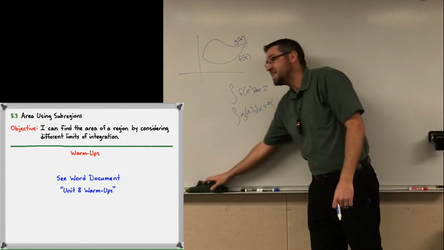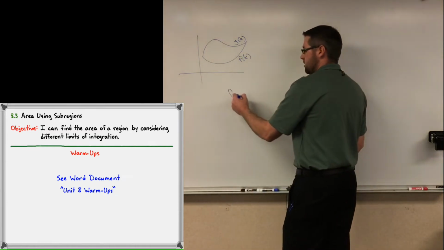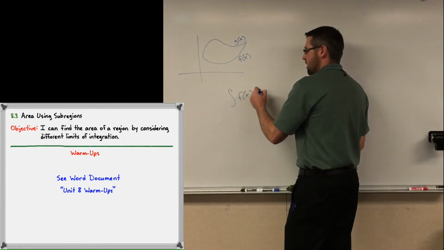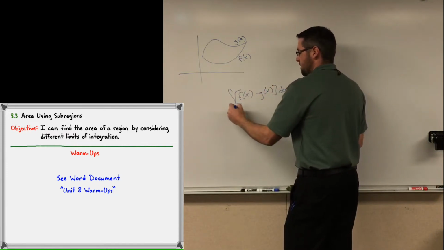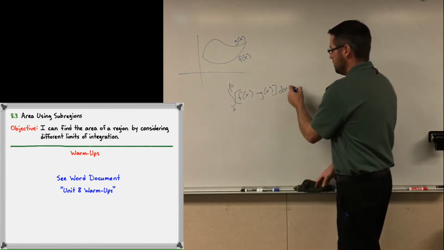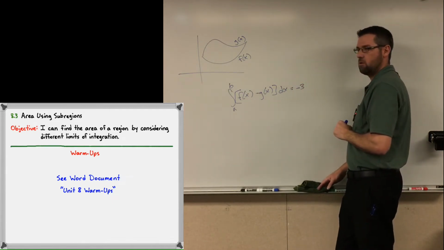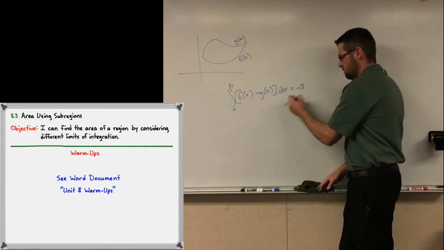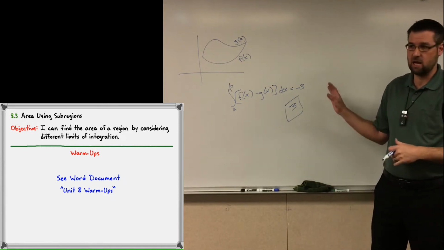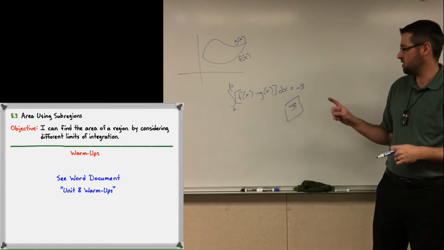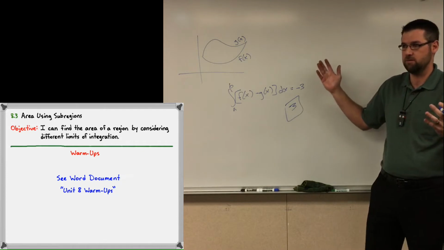So it's the same numeric value, but just a different sign. But one thing the AP readers do not want to see as far as work is this. The integral of f of x minus g of x dx from a to b equals negative 3. And then you go, oh, it's not supposed to be negative, it's got to be positive, so you go 3. And that's it. Technically, you are right, but that's not going to cut it, because they're going to want a justification: why did it go from negative 3 to 3 all of a sudden?